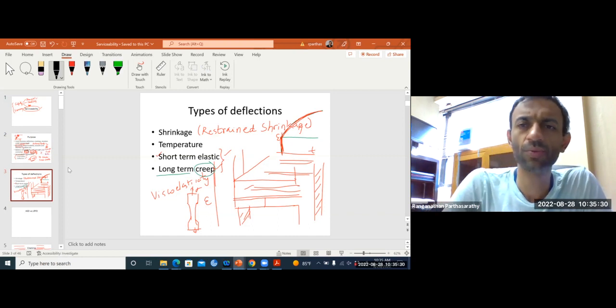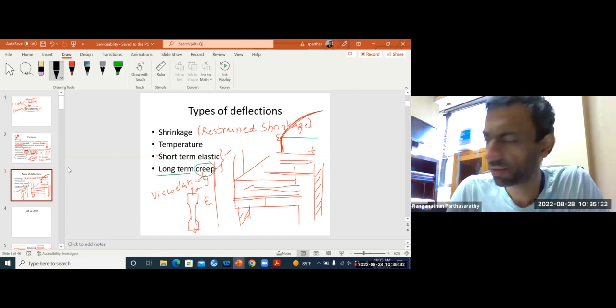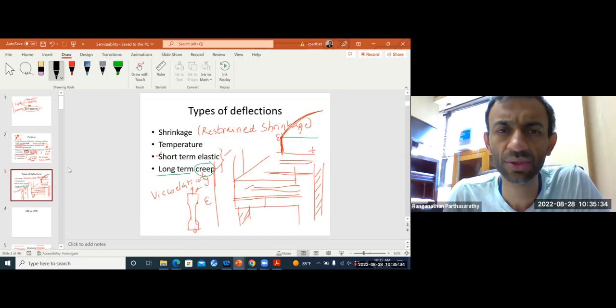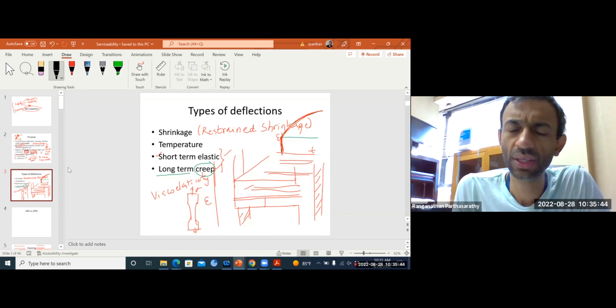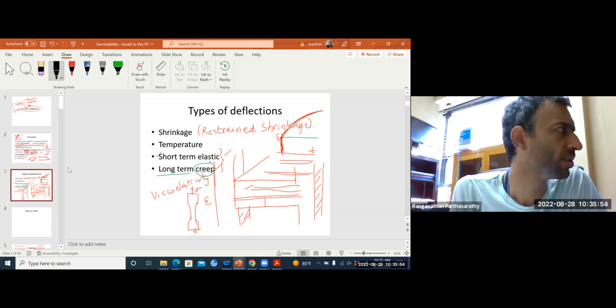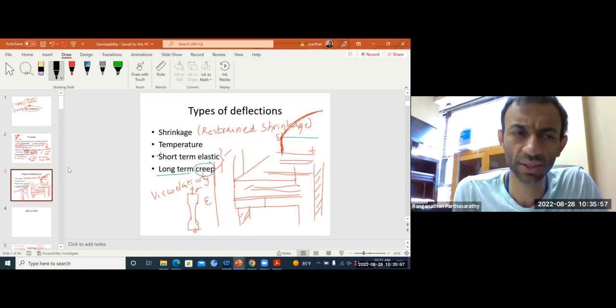Okay. So where do you get deflections in flexural members? Shrinkage, temperature, short-term deflections, that is elastic deflections, and long-term creep. Usually in the code, the shrinkage and temperature are included within the creep calculations, but we will also learn how to do it explicitly.